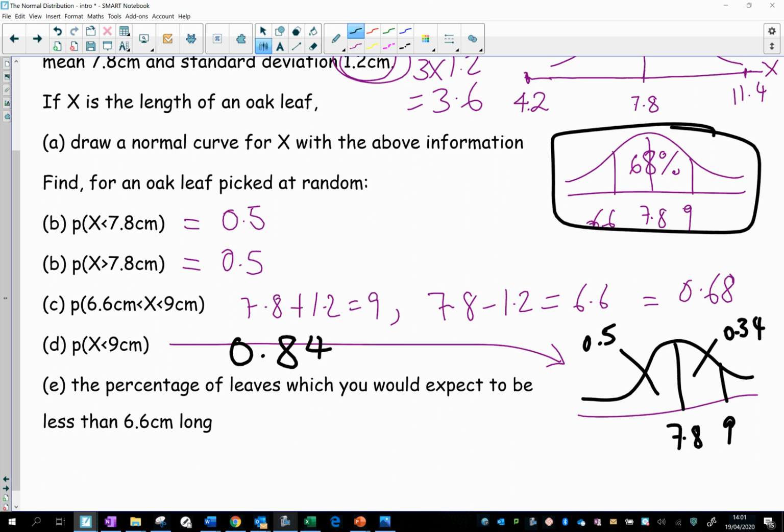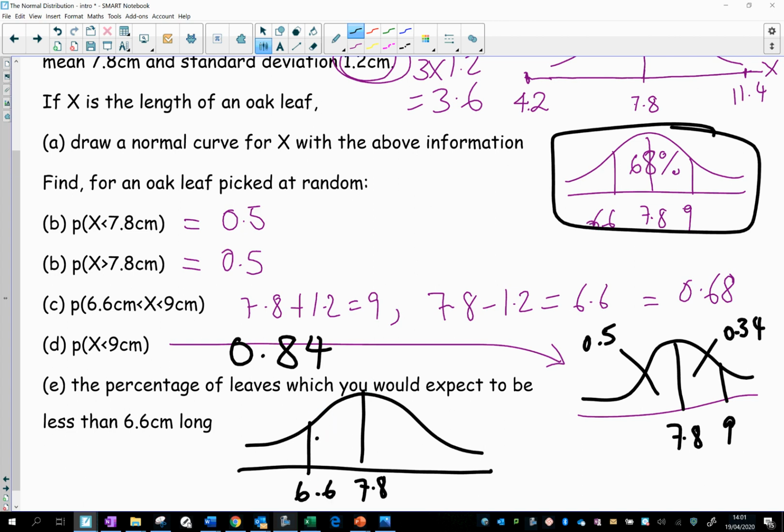So the probability that x is smaller than 9 is going to be 0.5 add 0.34, which is going to be 0.84. The percentage of leaves which you would expect to be less than 6.6 centimeters long, well, we already know there's the 7.8, and the 6.6, remember, was one standard deviation below, so this area here is 0.34. This area here is 0.5 to the right of 7.8. Less than 6.6 is going to be this area here. So it's what's left, which is just going to be 0.16. But they're asking for a percentage. So the answer there is going to be 16%.